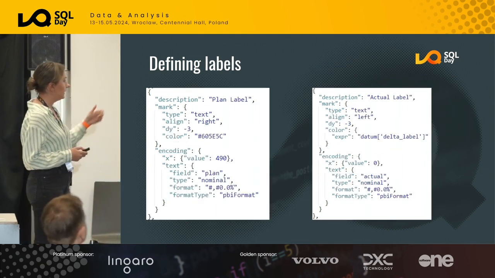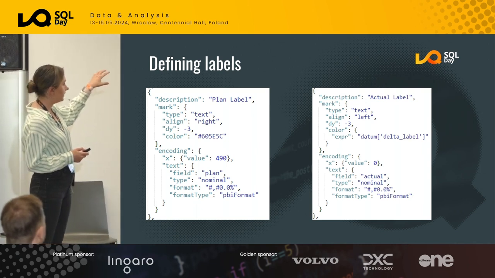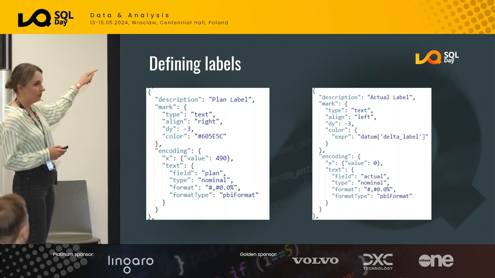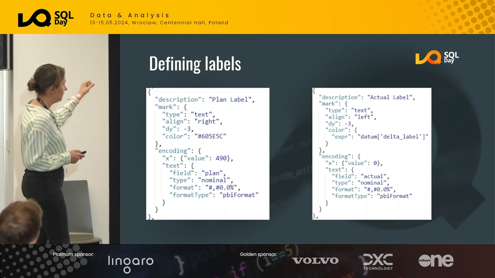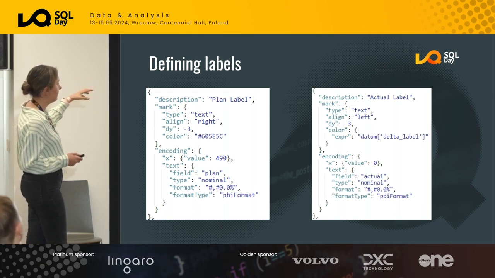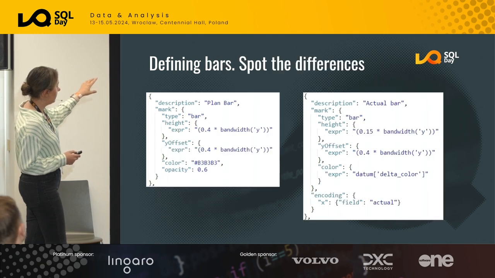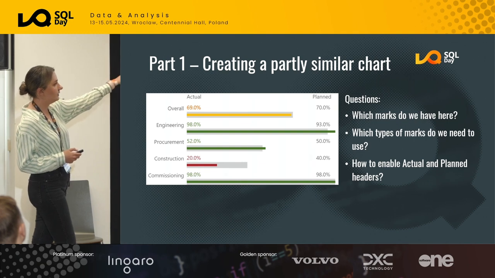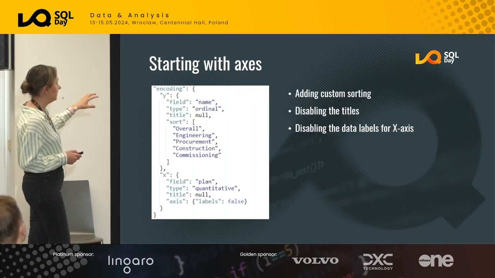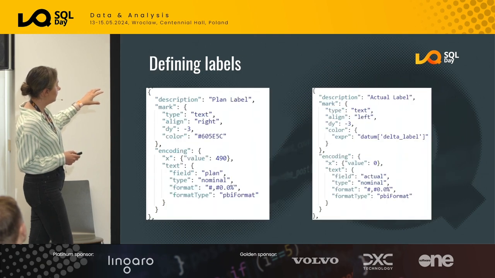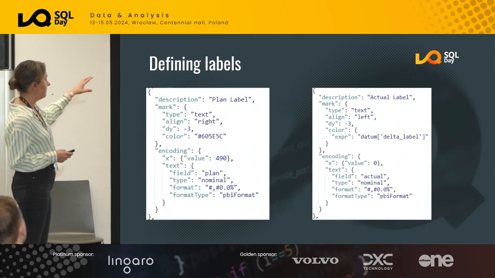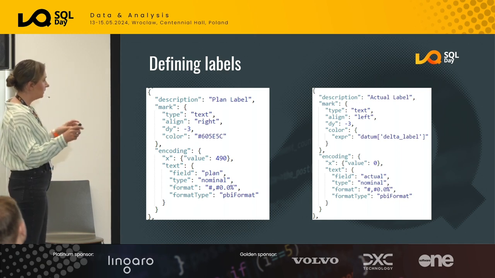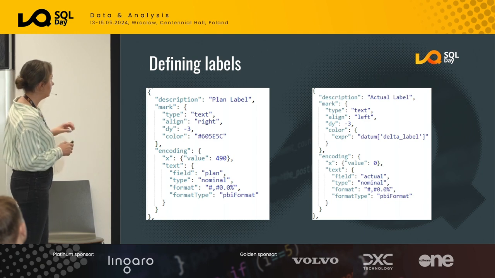The labels. So again, you can see my names of the sections, the plan label, the actual label, and here you can see the text mark, which is something that we already discussed when we defined the marks. We have the alignment. So I should probably explain what that is. We're defining the 69 and 70, the percentage labels that we have here. So the type is text, the alignment for the actual is to the left, the plan is to the right, but we'll define it a little bit more precisely a bit later.